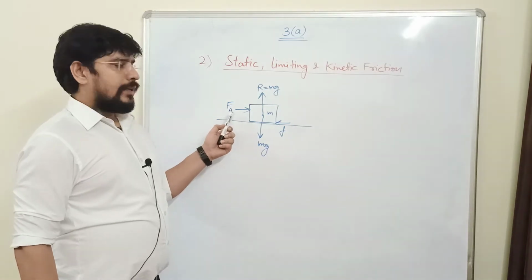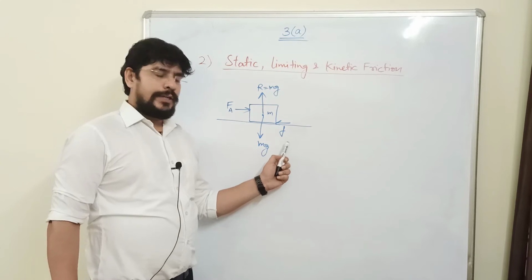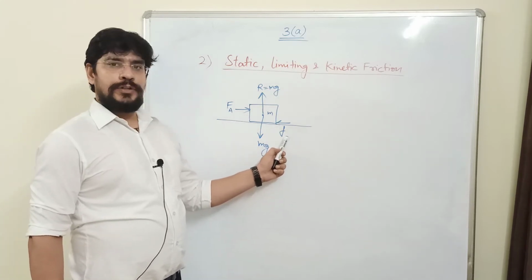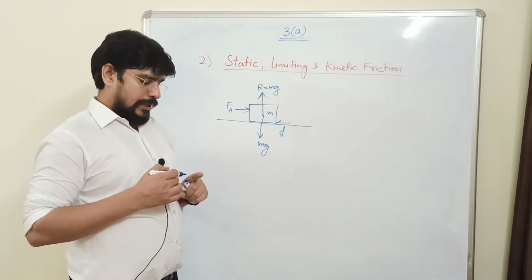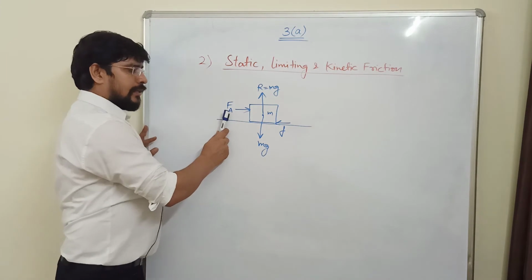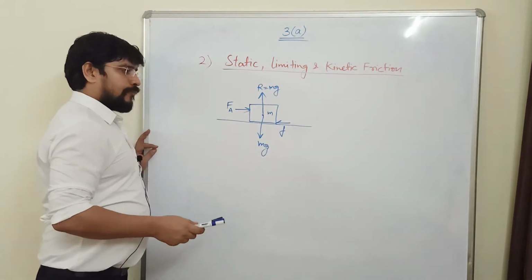The applied force can be increased. With an increase in applied force, the force of friction will also increase. But there is a limit on the maximum value of the force of friction, beyond which the force of friction cannot be increased. And only if the applied force becomes greater than the force of friction will the object actually start moving.